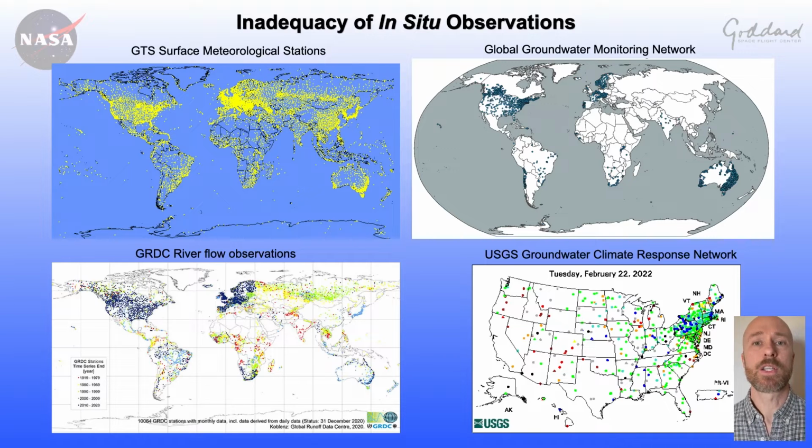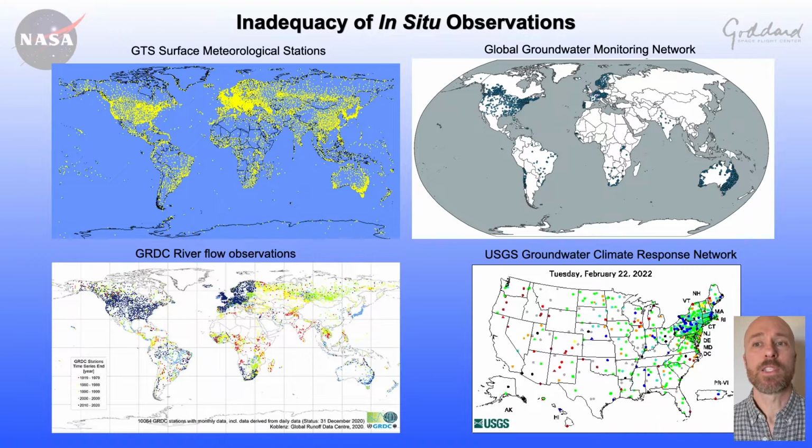The lower left shows the locations of river flow observations that are archived by the Global Runoff Data Center in Germany. The warmer the color, the longer since the observation record has been updated. So for example, you can't get an observation from the Nile River in Egypt later than about 1983.